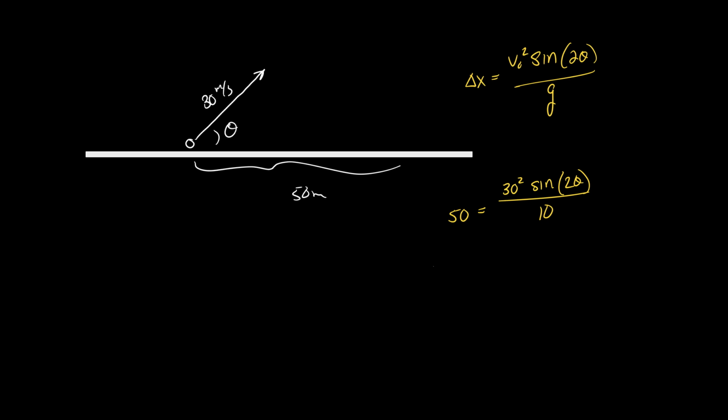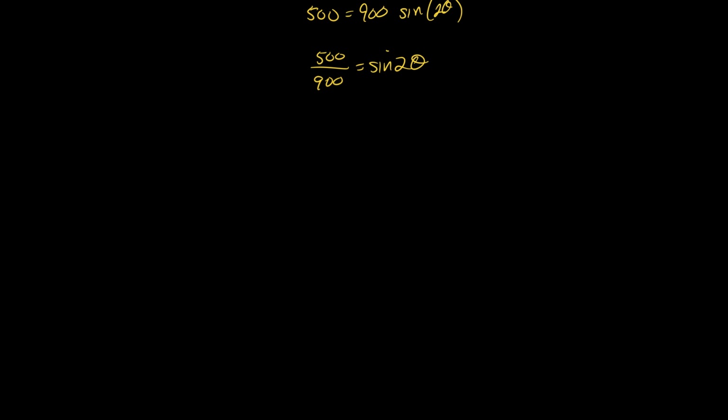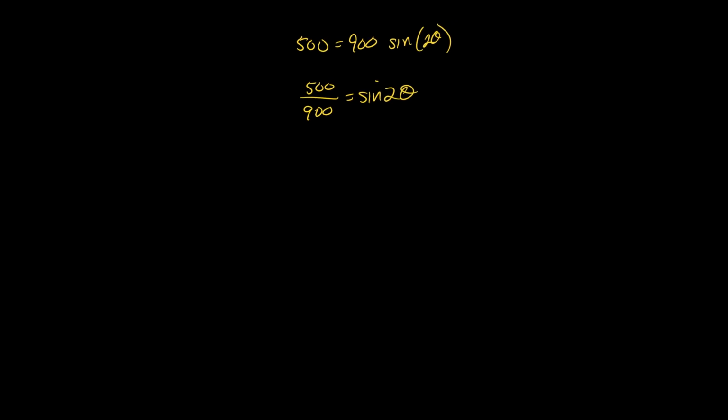All right, so 500 equals 900 sine 2 theta. Still got to solve for theta, so 500 divided by 900 equals sine 2 theta. I'm doing a lot of extra steps here because I've seen some of you do algebra, and some of you are really in trouble. 500 divided by 900 is 5/9, but it's also 0.55555 repeating.